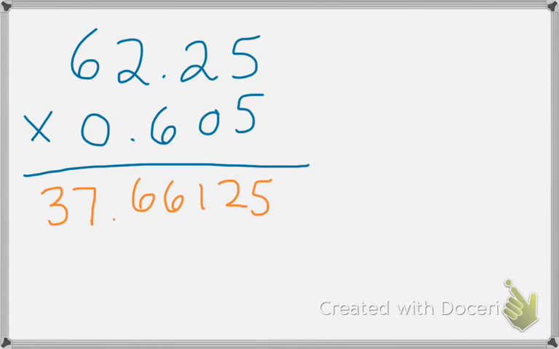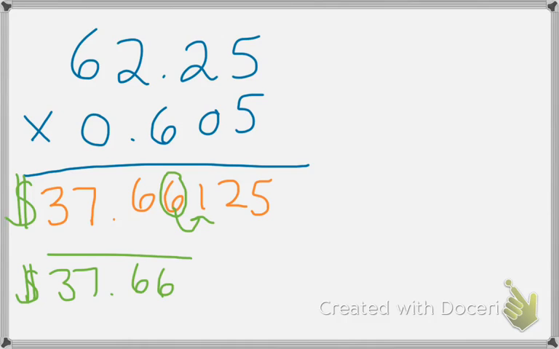Now remember, this is the markup amount. So again, we're dealing with money here, and that does not look like money. So we need to round to the nearest hundredth. And in this case, the hundredth is the second 6 right here. So we look at the number next to it, which is a 1. 5 or higher, up the score. 4 or less, let it rest. So we're going to let that 6 rest. So it's going to be $37.66. So this is the markup price.